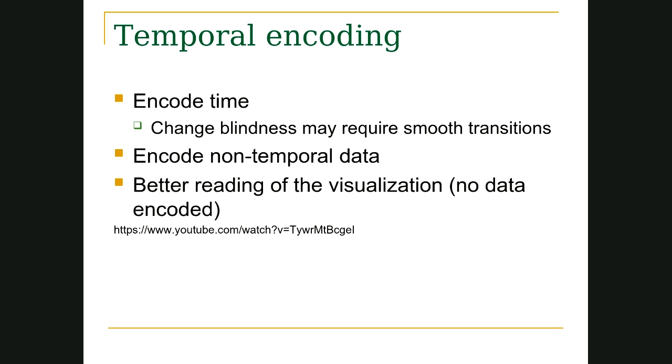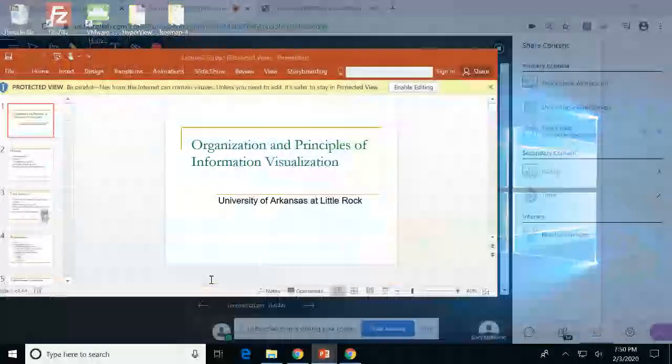And sometimes I don't encode any information. So the visualization is animated, yet there is no information. I'm only showing the animations to make the visualization better. So I have an example here with a graph that I will have to change my screen to do that. And while this happens, I will copy it.